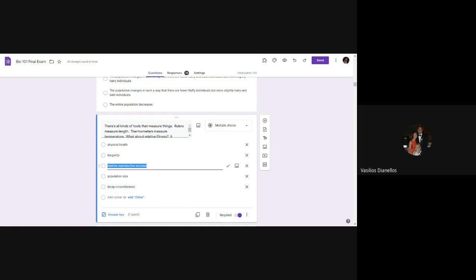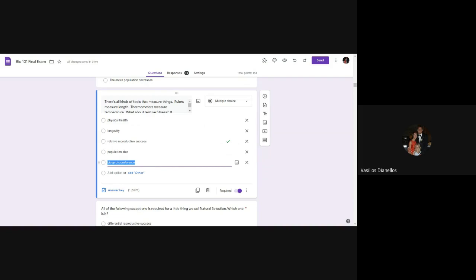Population size? No, it doesn't measure population size. But at least the word population is in this discussion. So, hey, I guess that's not too bad if you chose that. And then bicep circumference. Again, as you know, I like to throw out off-the-wall options, and that is one of those off-the-wall options. And luckily, nobody chose that one.